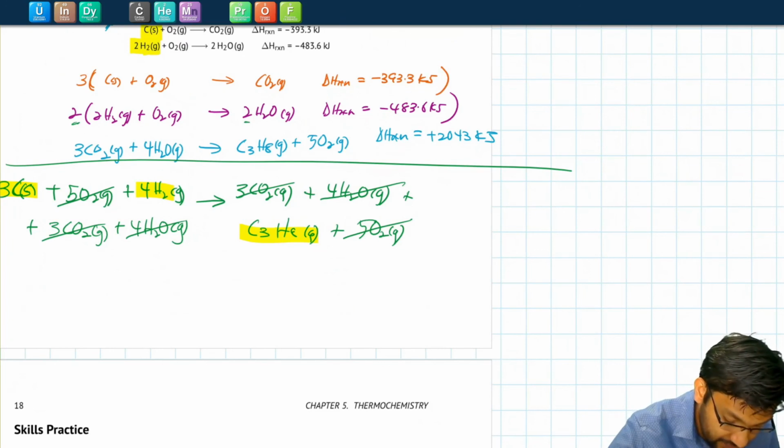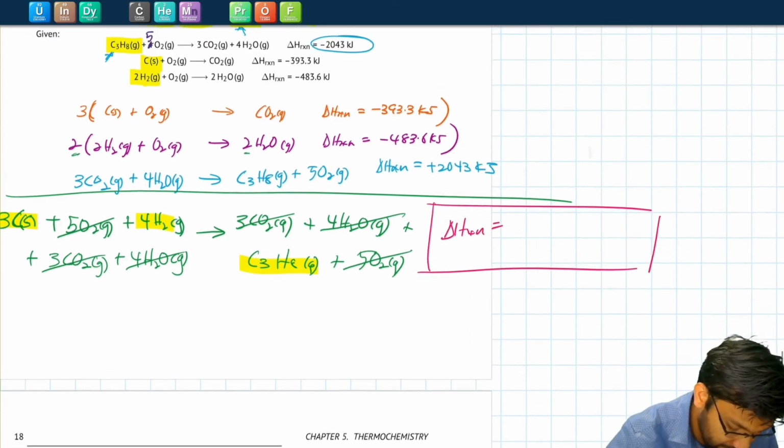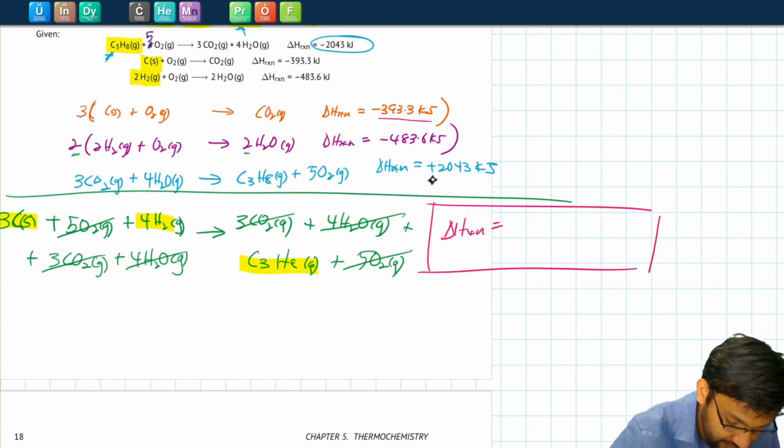So then we just need to figure out what the enthalpy for this reaction is based off of those steps. So we add up the values for each individual step. We have 3 times negative 393.3 plus 2 times negative 483.6 plus positive 2043 kilojoules. And I think when we add all of those up, I should get minus 104 kilojoules.